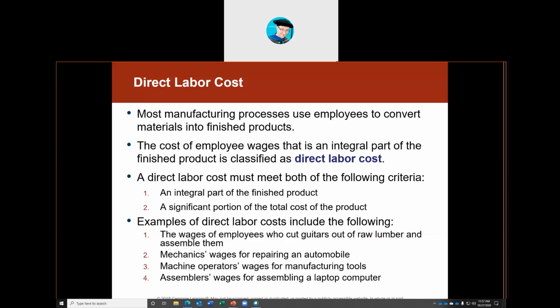Examples would be the employee wages who cut the guitar wood and assemble them. Those are direct labor. Mechanics who repair an automobile, that is a part of direct labor. The machine operators in the manufacturer to manufacture tools, direct labor. Assemblers who assemble computers or guitars or whatever, direct labor. In other words, the direct labor is the wages that can be tied directly to the finished good.